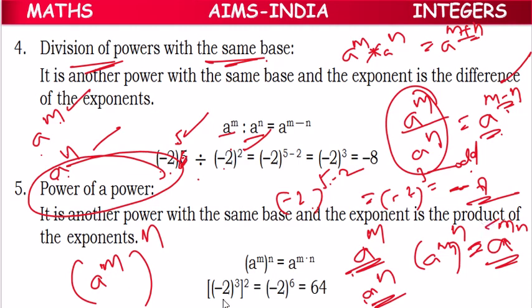Minus 2 whole cube whole square is called power of power. We can multiply both exponents: (-2)^(3 times 2), which is (-2)^6. 6 is an even number, so minus will become plus. 2^6 means 64.